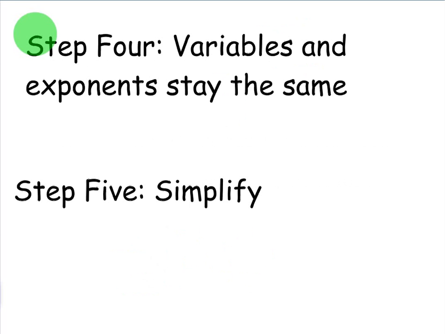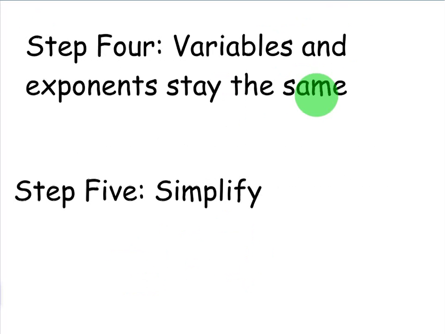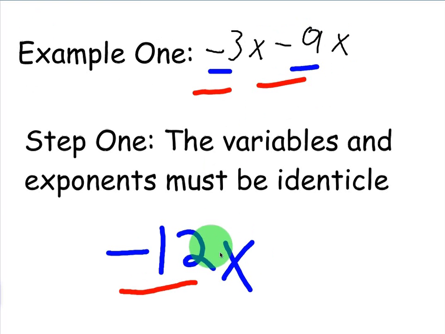And just like with adding like monomials, the variables and the exponents stay the same. So since it started out with x, you end up with x. Why is that? Well, we're going to show you in just a second why that is. For now, just make sure that you keep the x's and the variables the same. And then simplify. So make sure that your final answer is as simple as possible. Negative 12x is good.